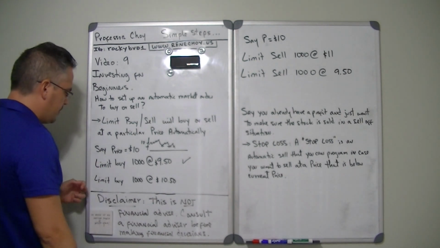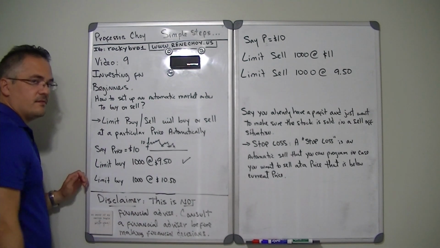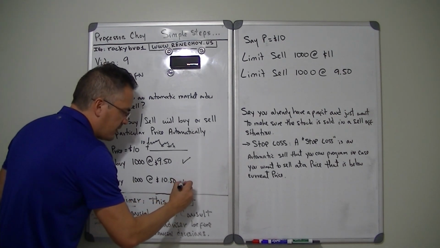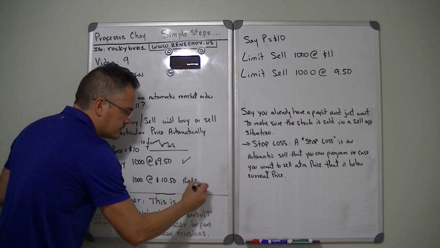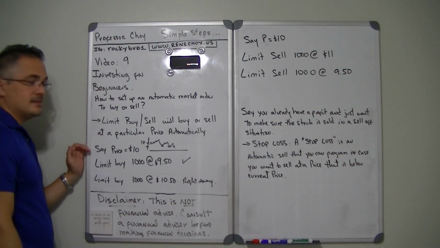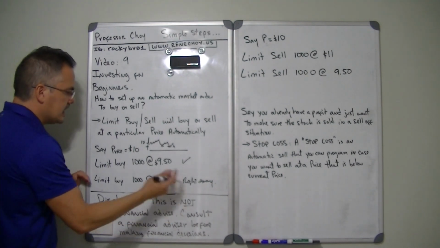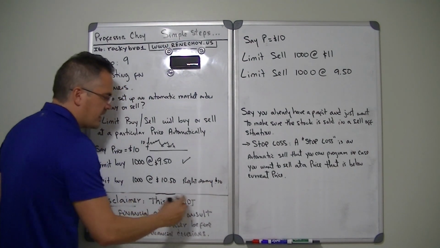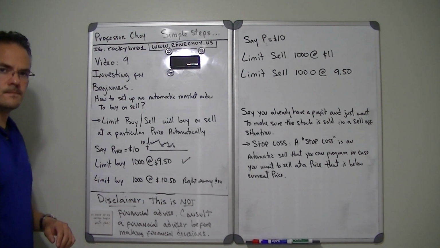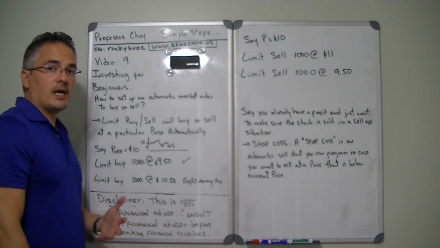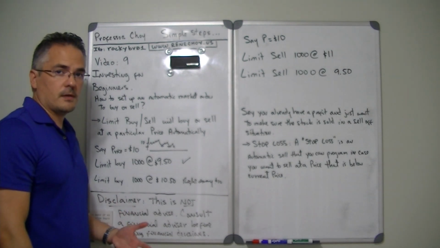Now, what happens if you put a limit buy of 1,000 at 10.50? Well, this order will execute right away, because the price is 10. It will buy you 1,000 at 10, which is what the price is right now, and the order will be gone.